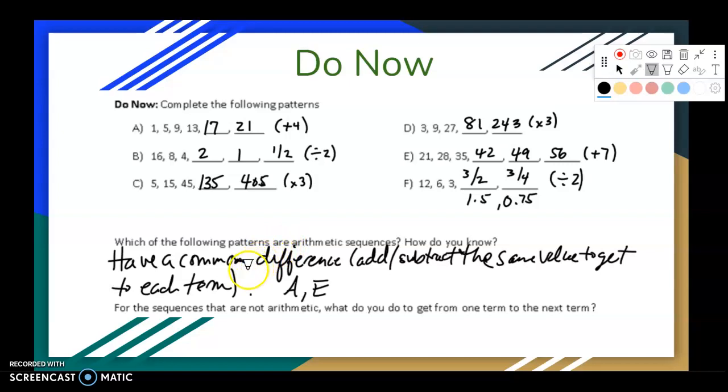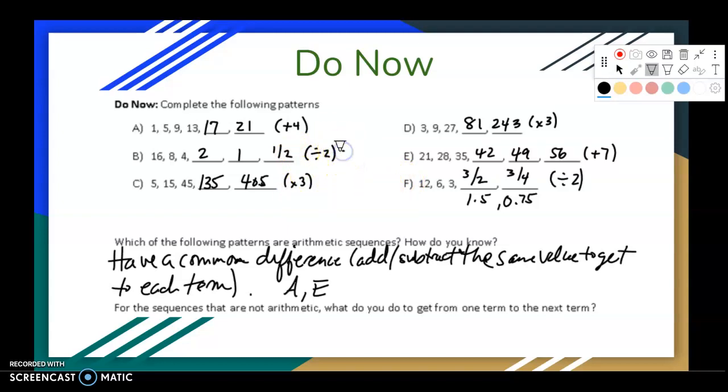Now, let's look at the ones that are not arithmetic, because those are the ones that are obviously interesting to us today. What do you do to get from one term to the next? Well, in letter C and D, you're multiplying by 3 each time. And then in letter B and F, you're dividing by 2. But there's something that I need you to understand about division.